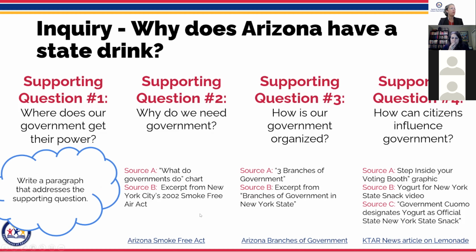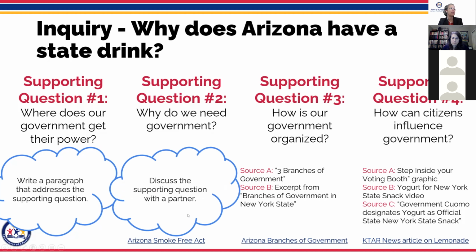In this case, we have the what-do-governments-do chart, which is the same. In the New York inquiry, we have an excerpt from New York City's 2002 Smoke-Free Act. Well, I did a quick search online and I found Arizona's Smoke-Free Act here. So you can use the exact same wording, but now make it for Arizona, and then do the supporting question where they can discuss with a partner, why do we need a government?